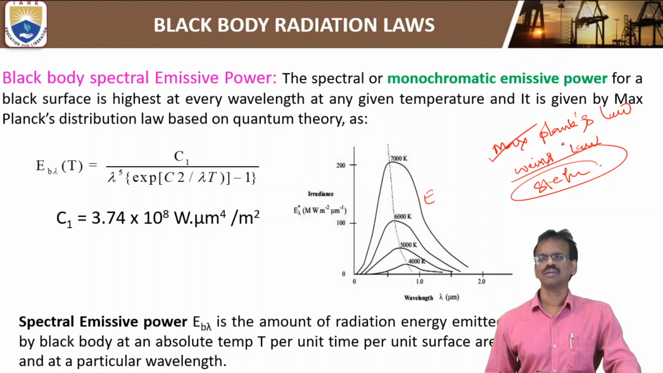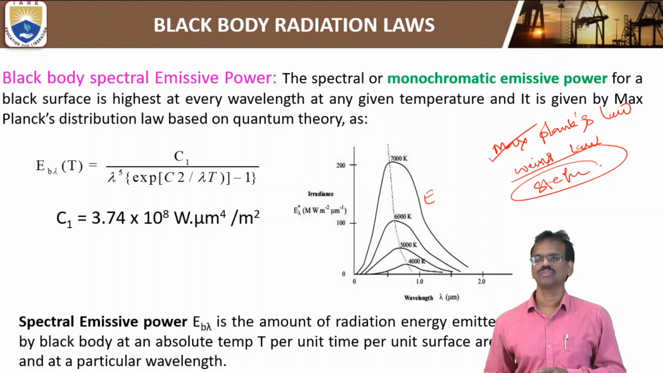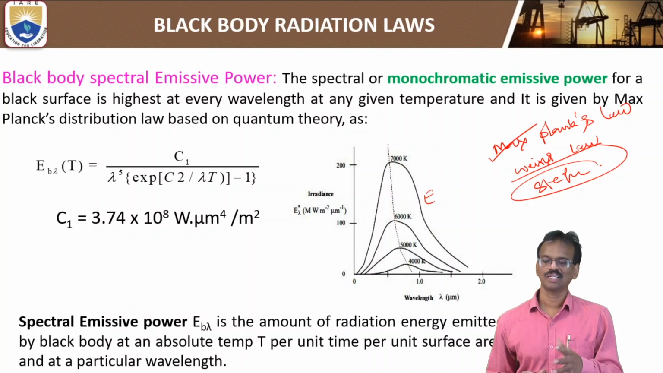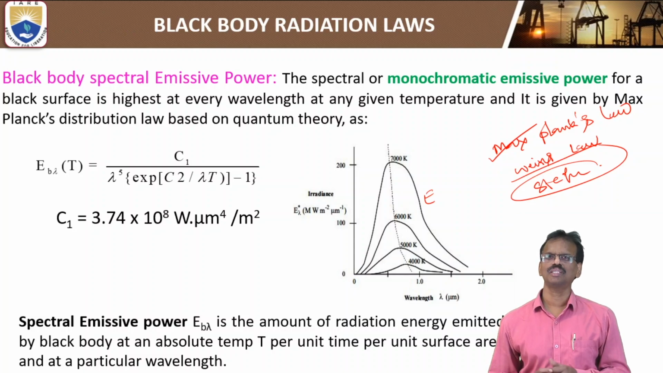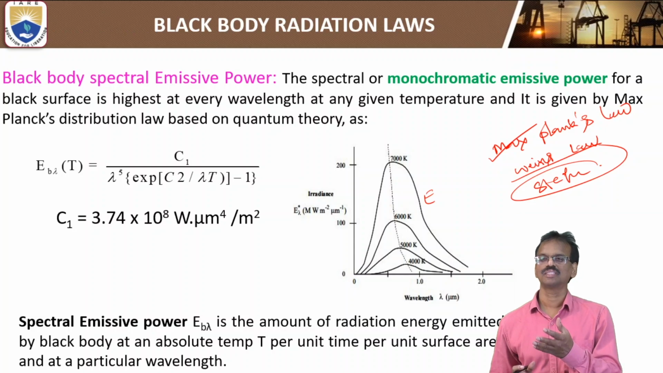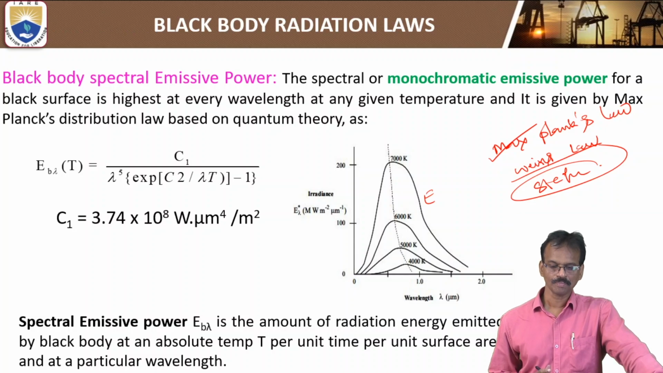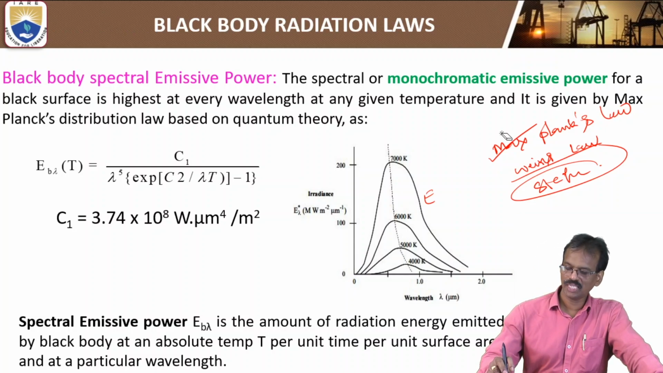So three laws are there, but in conduction we use only Fourier's law to find out the rate of heat transfer. In convection, we use only Newton's cooling law to find out the rate of heat transfer. But in case of radiation, there are three laws to find out the emissive power. So what is the difference between these three? What is the importance of these three laws? We will discuss this. First of all, we will see Max Planck's law.